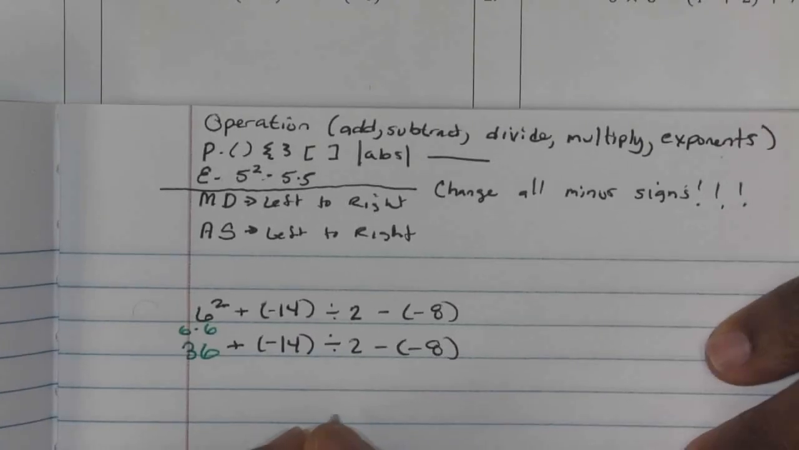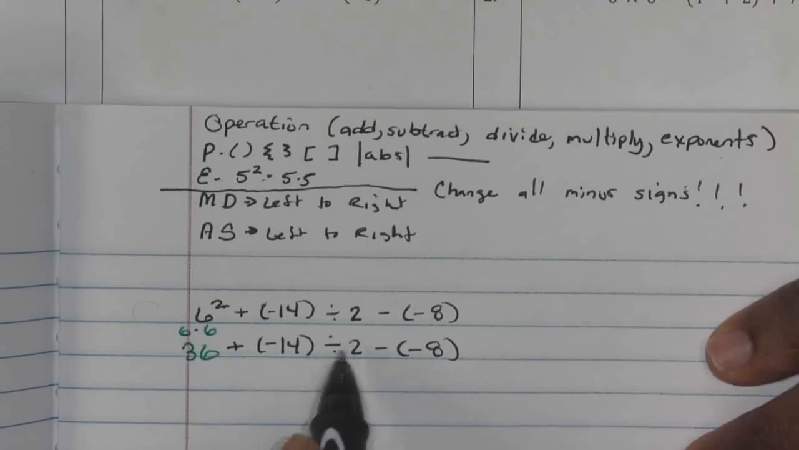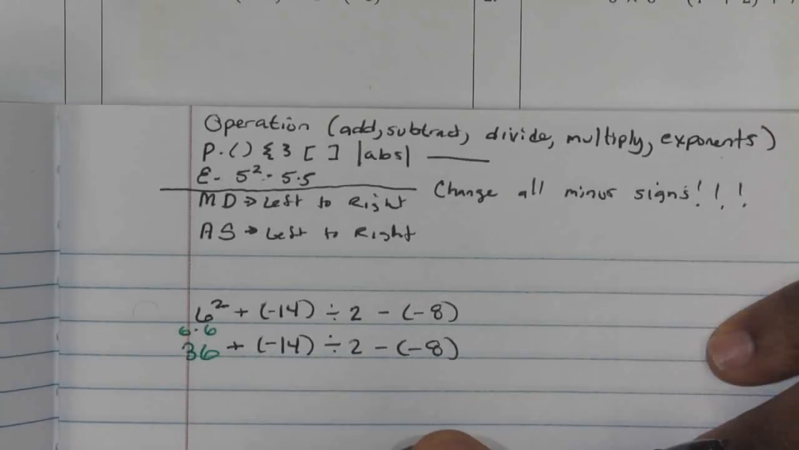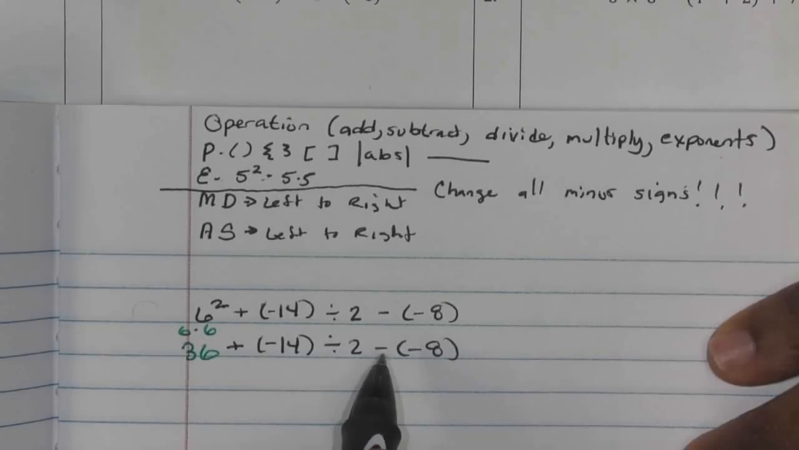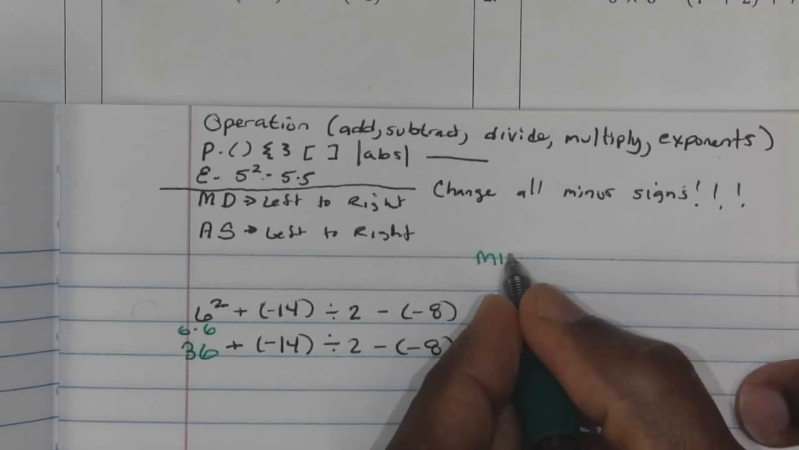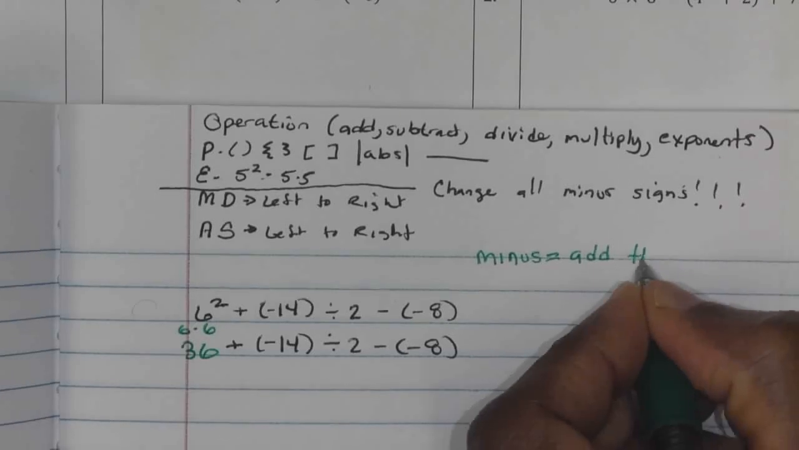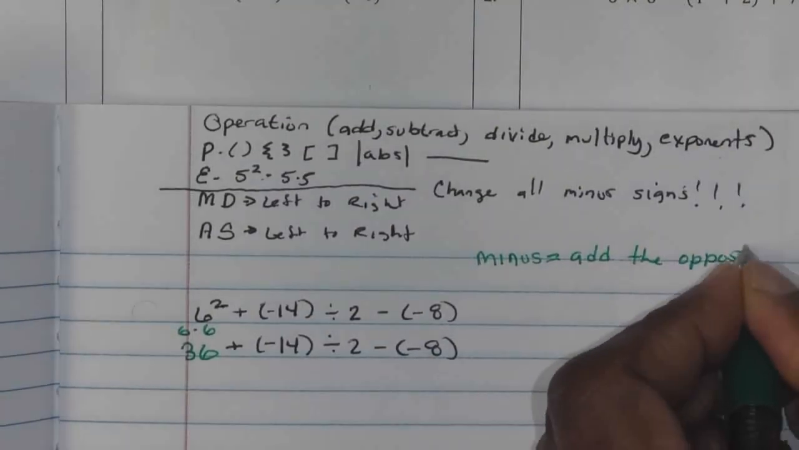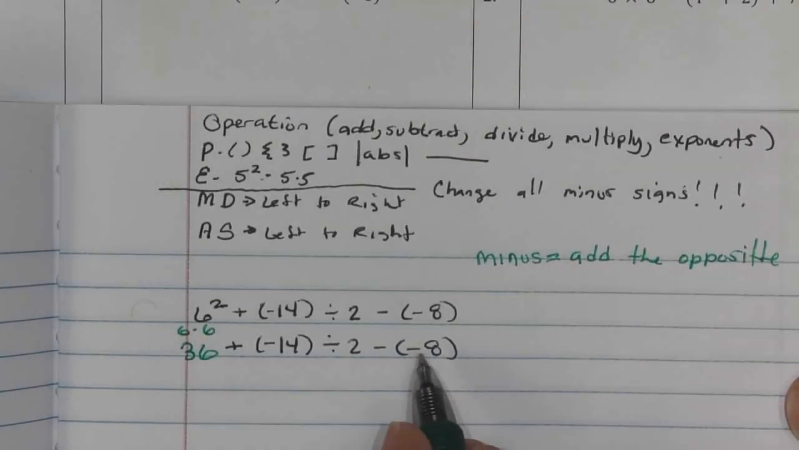Now, in this problem, we're done with exponents. Now that you have multiplication and division, addition and subtraction here, I want you to change all your minus signs. You have one minus sign. It needs to be changed. So remember, minus means add the opposite. Some people say keep, change, change. Every time we see a minus, we're going to change that to plus, and then negative 8 goes, what's the opposite of negative 8? Positive 8. Thank you, Miss Bailey.